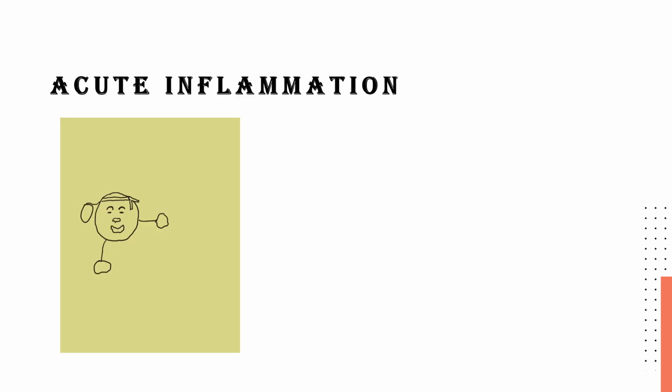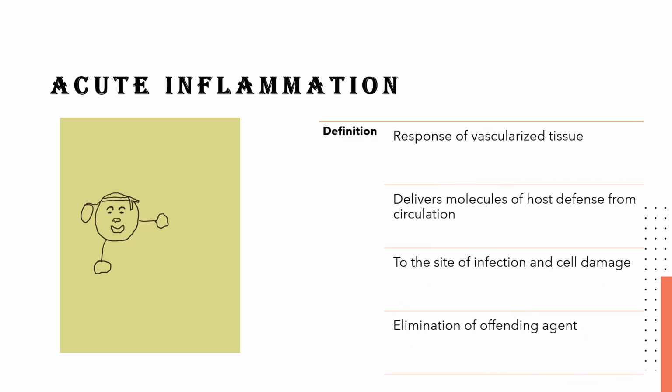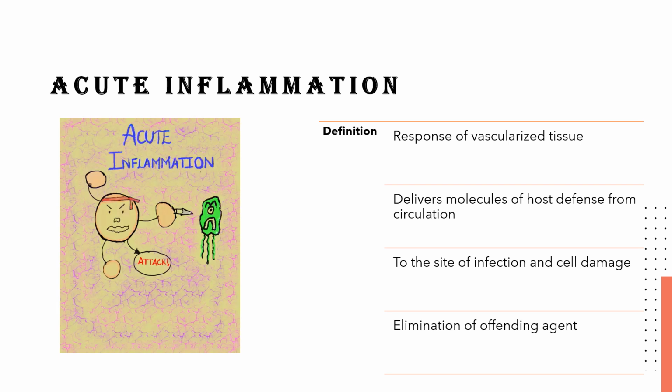Now let us start the most important and the most elaborate topic of pathology, acute inflammation. Acute inflammation can be defined as the response of a vascularized tissue that delivers molecules of host defense from circulation to the site of infection and cell damage, which will lead to elimination of the offending agent. Are you confused? So was I. Let me simplify this entire definition for you in the forthcoming slides.